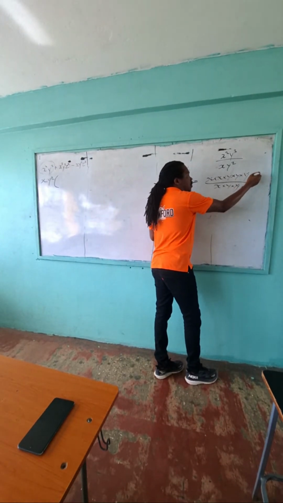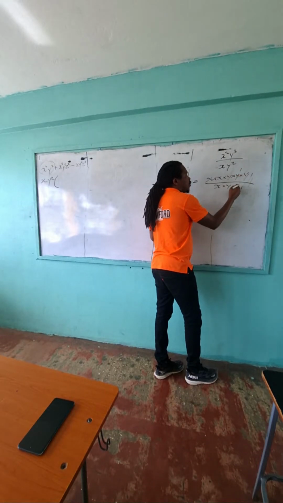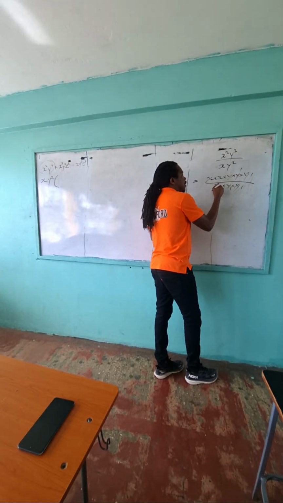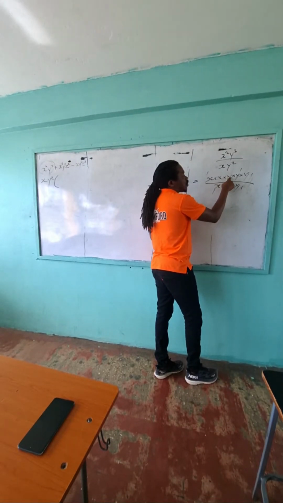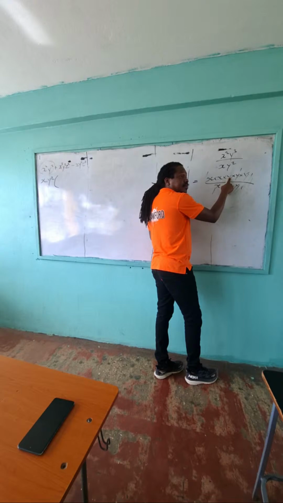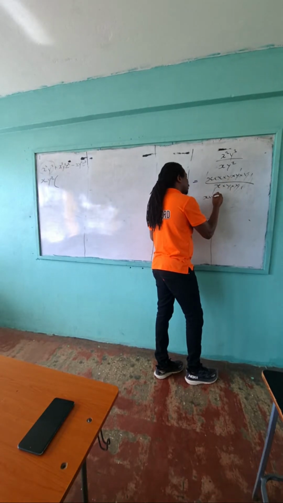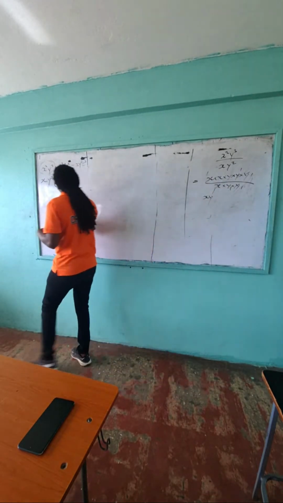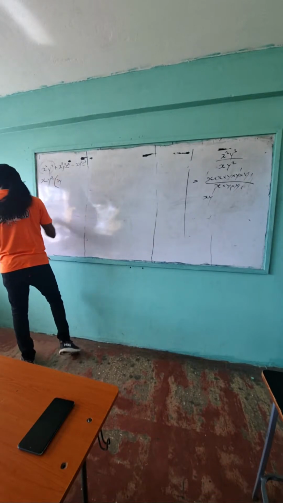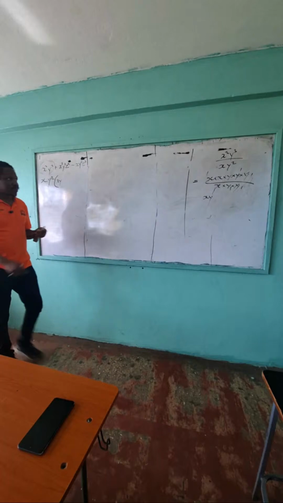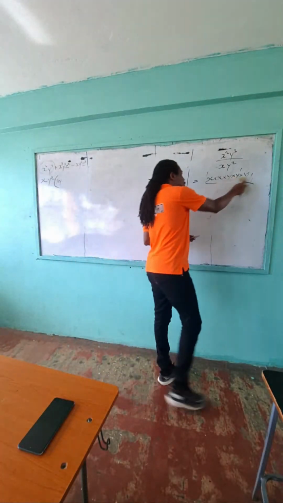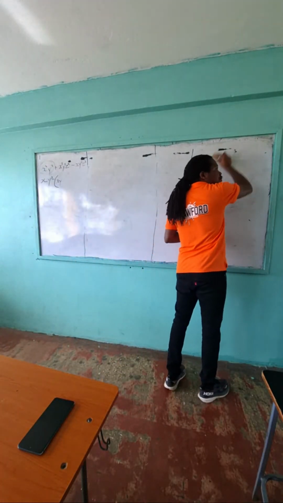Cancel that 1, that 1. Everybody see that? So that leaves me with x times y. You see that? So this gives me xy. Everybody see how we get here? Eyes on the board.